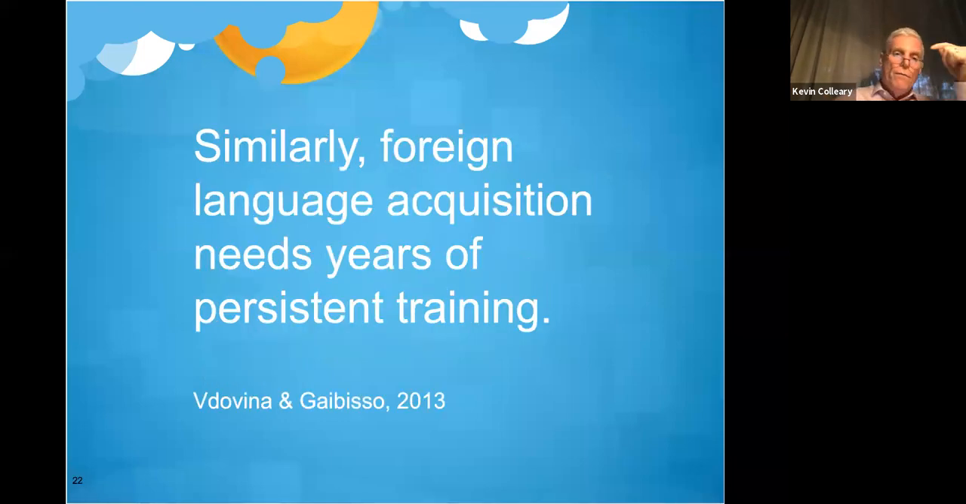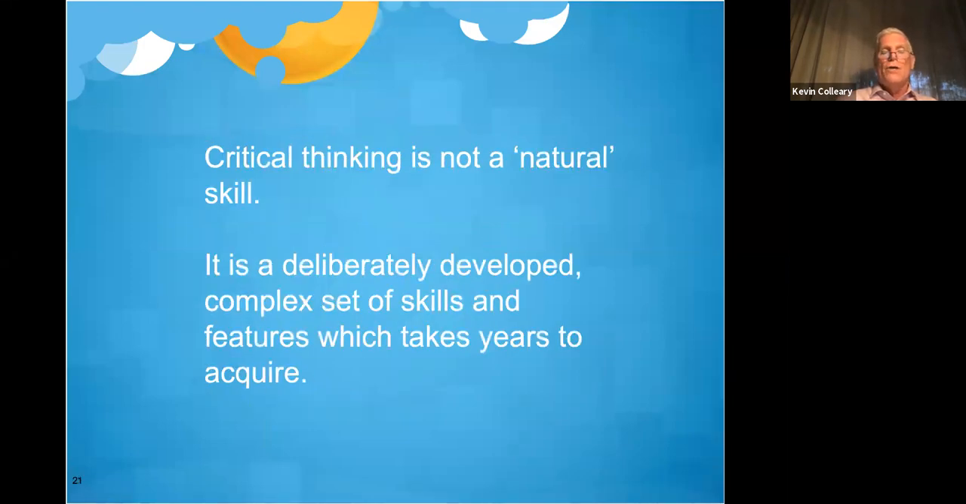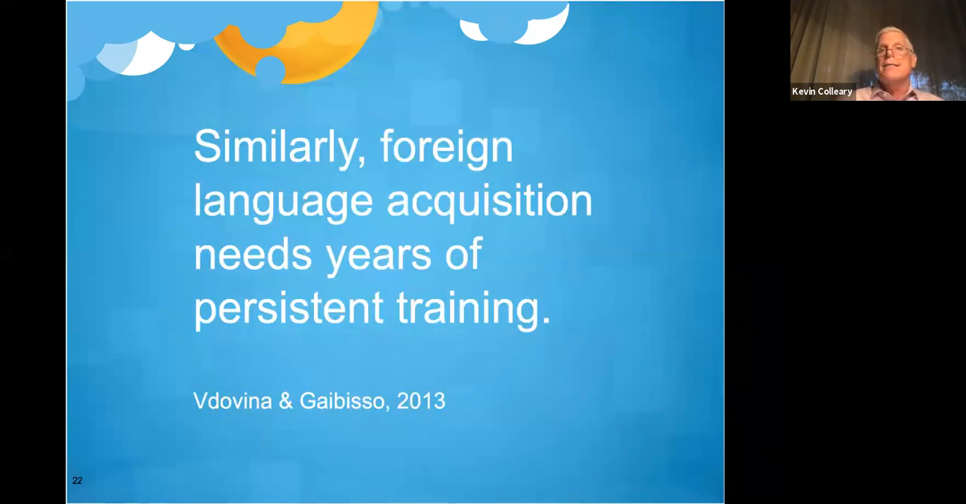So Vidona and Jabasso said that similarly, foreign language acquisition needs years of persistent training. You all know, as well as I do, nobody walks in one day and teaches a kid English. It just doesn't happen. It's only after years and years of study, no matter what the foreign language is, to be more proficient, more practiced, and better at the foreign language. So these two things, critical thinking takes years to acquire and really practice, as does foreign language.